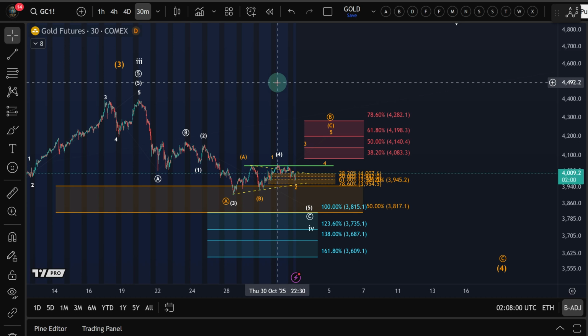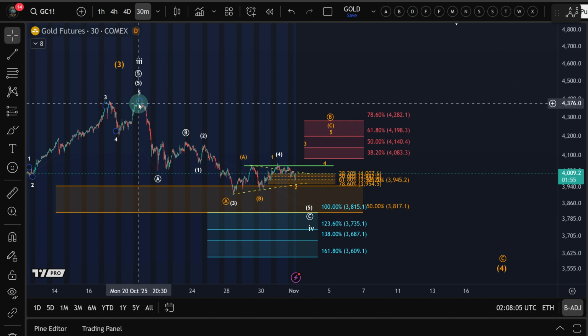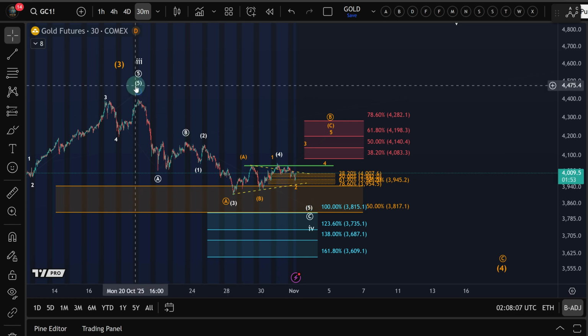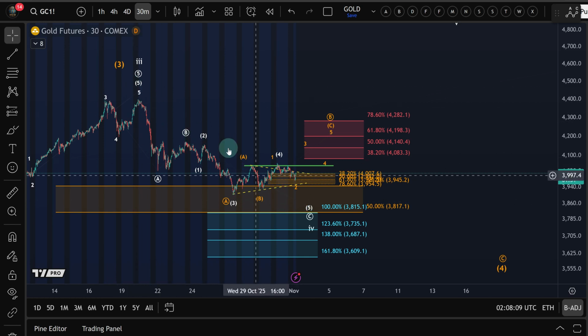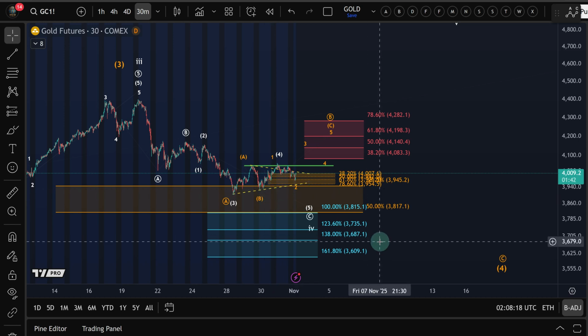we have not yet completed the overall correction which started up here on the 20th of October. So this overall correction, this overall local downtrend is probably not done yet. Okay, we're likely not done yet. The correction is likely extending still.